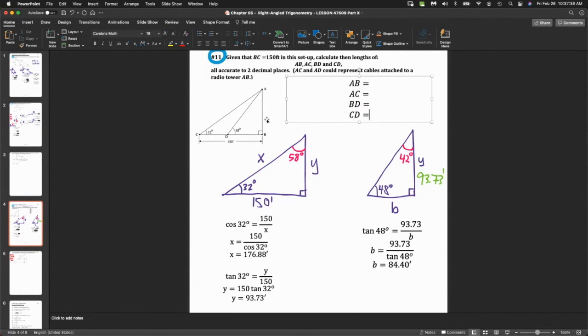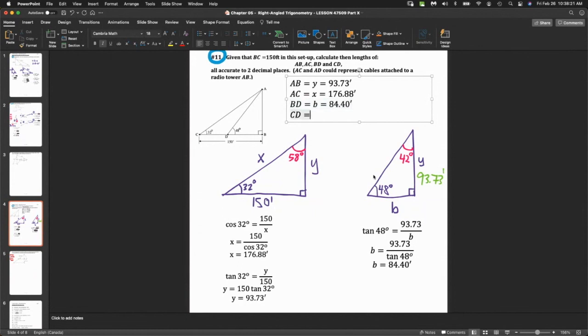What is it? It's 93.73. That's right. According to our figure, I labeled it as y. I'm just putting the variable that we use together, just so that you have a reference to the diagrams below. What is AC? AC is, yeah, that's right. It's x, which is 176.88 feet. BD. Well, this is cute. It's little b. How convenient. Little b is 84.40.